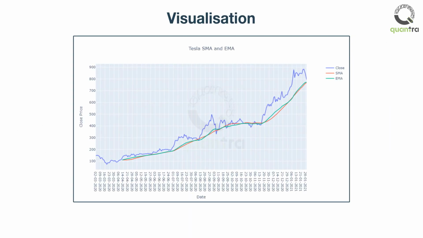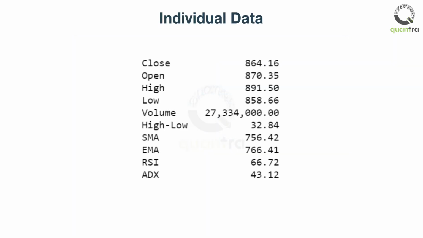Further, if you want to visualize this data, you can plot it in a graph as well. You can see the graph which contains the SMA, EMA, and the closing price on screen. If you want to see the data of a particular date, you can do that as well. You can access the data for the 27th of January, 2021 which is shown on screen.